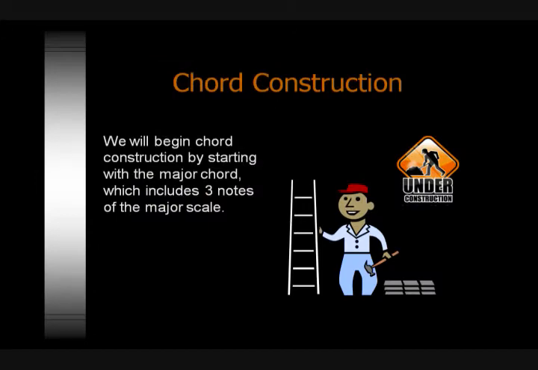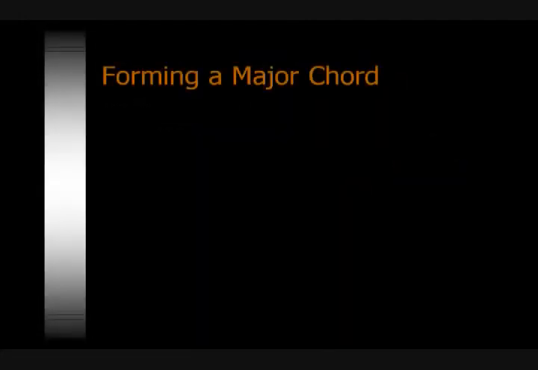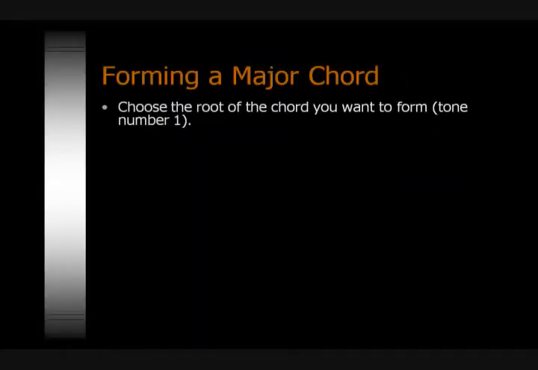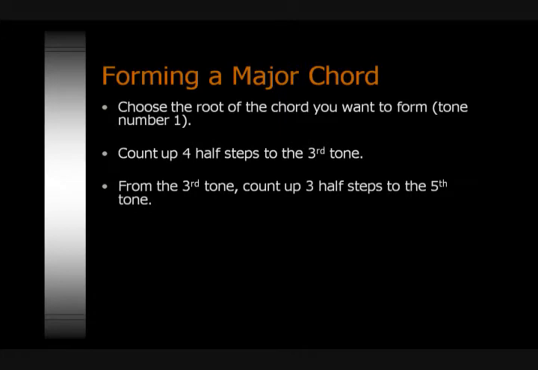We will begin chord construction by starting with the major chord, which includes 3 notes of the major scale. To form a major chord, you will choose the root of the chord you want to form, tone number 1, then count up 4 half steps to the 3rd tone. From the 3rd tone, count up 3 half steps to the 5th tone.